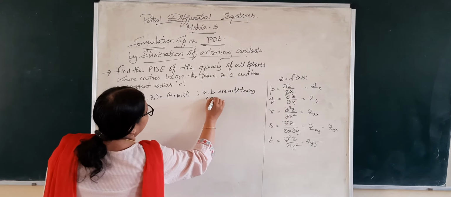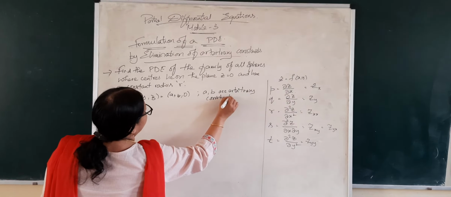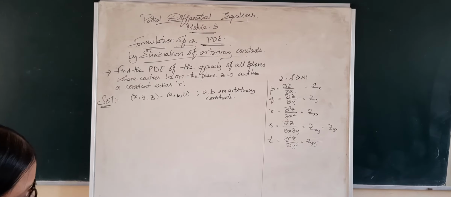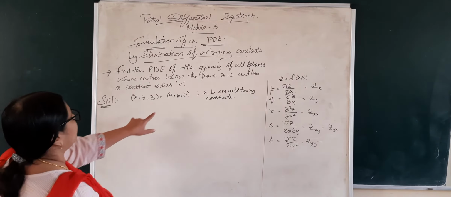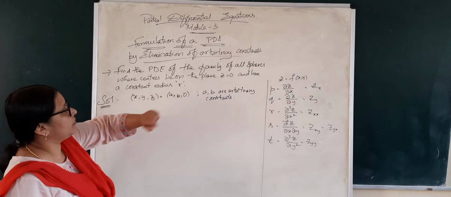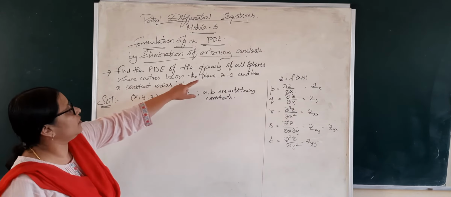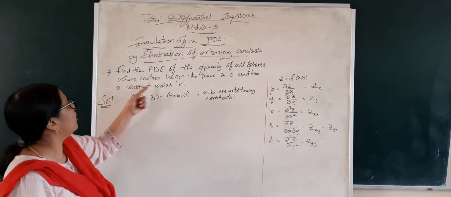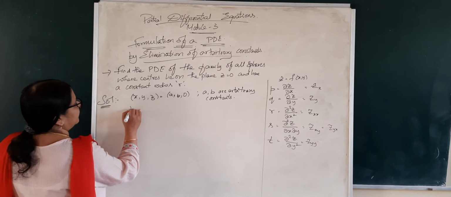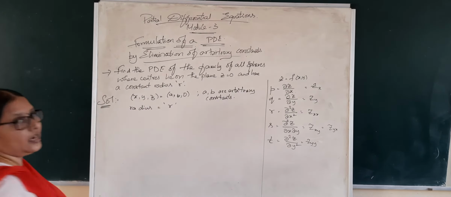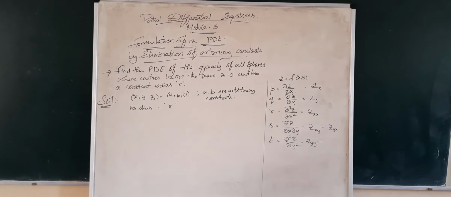Okay, so this is a general point which lies on the plane z equals 0. Now our center, let us assume this is the center. It's an arbitrary point and hence we have the two arbitrary constants. The centers lie on the plane z is 0. So let this be a point of center and we have the constant radius. What is the radius? Radius is r.